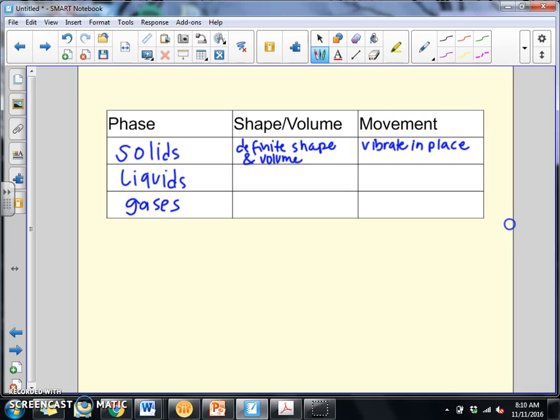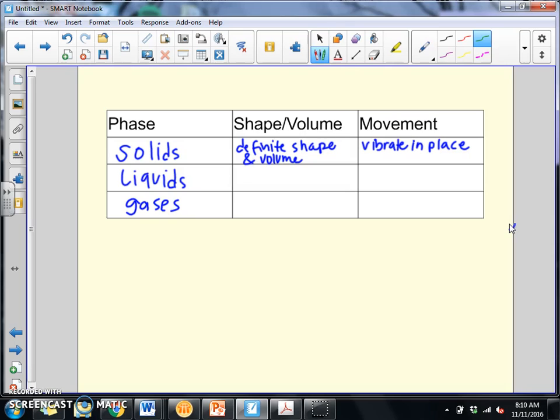They vibrate in place. Kind of like how in the classroom you sit in your desk and you might be moving your hand, you might be tapping your foot, but your position stays the same. You're not moving all around the room. Okay? A liquid, however, is a little bit different.